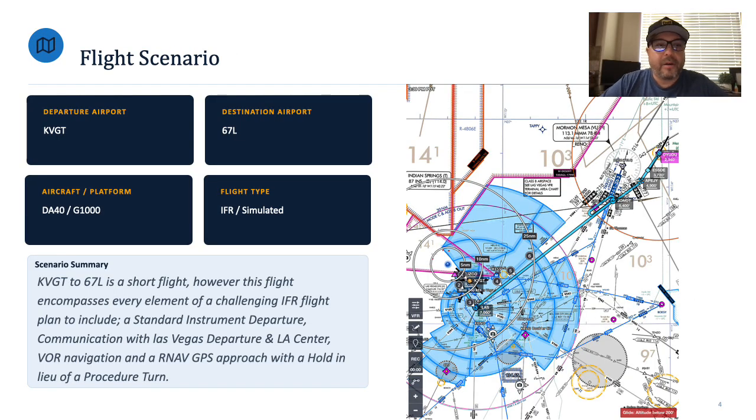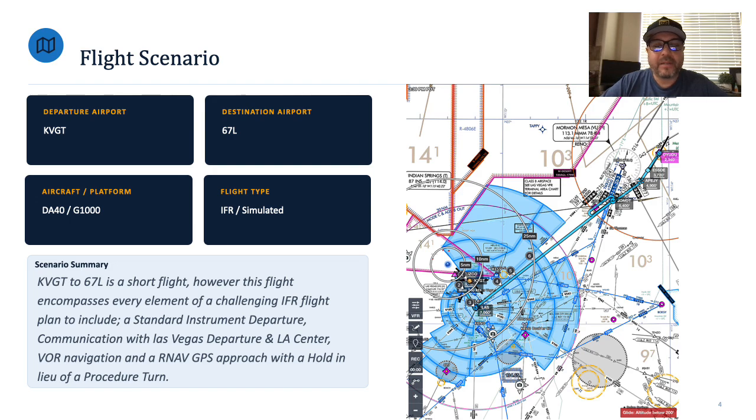So here's our flight scenario: departure KVGT into 67 Lima. We're using a DA40 with Garmin G1000, and we're going to be doing a simulated instrument flight. So the scenario, it's KVGT to 67 Lima. It's a short flight.